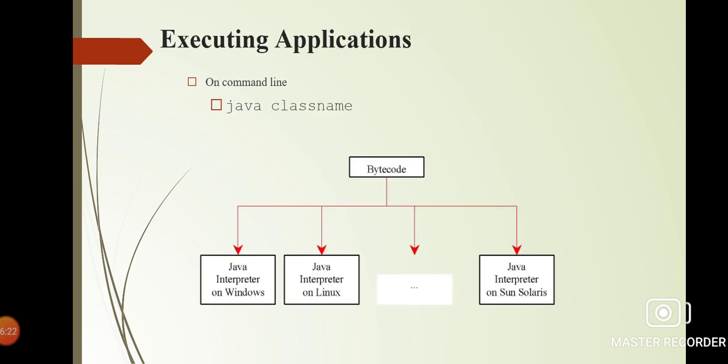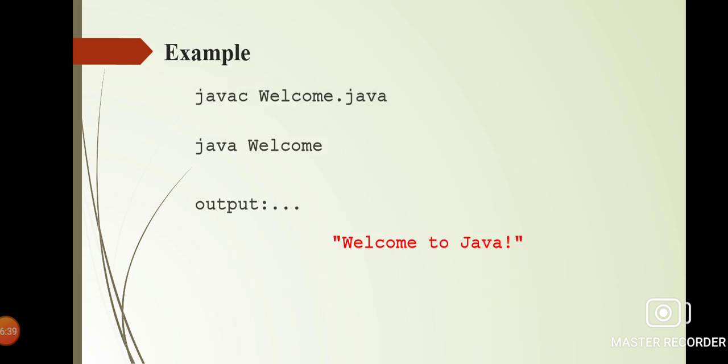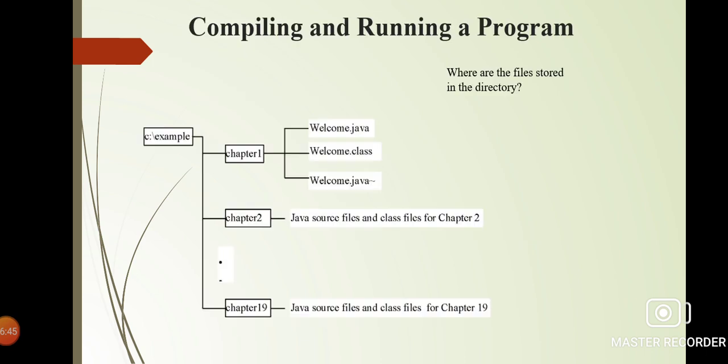Next is executing applications on the command line: java space class name. The class name we give is the bytecode name. So there is a Java interpreter on Windows, a Java interpreter on Linux, and a Java interpreter on Sun Solaris. For example, the Java file name is Welcome.java, run java Welcome, and the output is Welcome to Java.